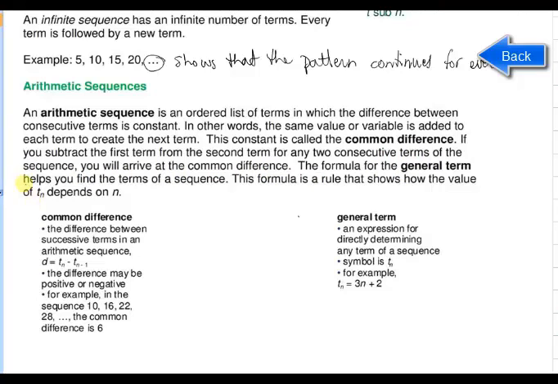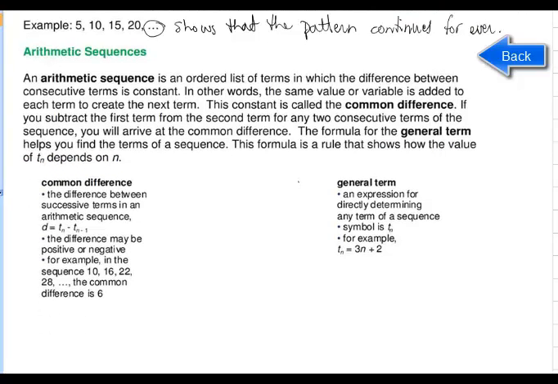The formula for the general term helps you to find the terms of a sequence. This formula is a rule that shows how the value of t subscript n depends on n. So if we take a look at our definitions here, common difference. The difference between successive terms in an arithmetic sequence can be given by this formula, d equals t subscript n minus t subscript n minus 1. The difference may be positive or negative. For example, in the sequence 10, 16, 22, 28, ... the common difference is 6.